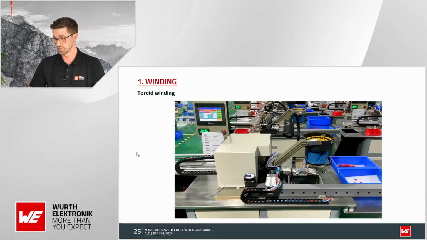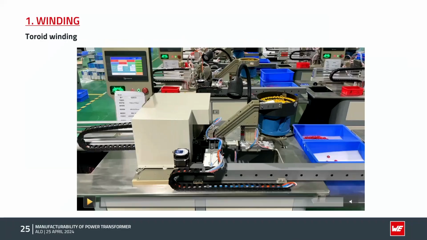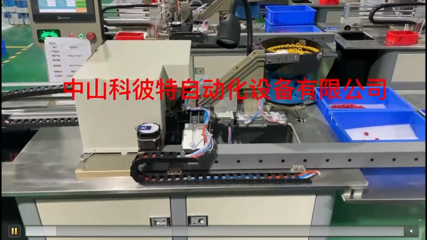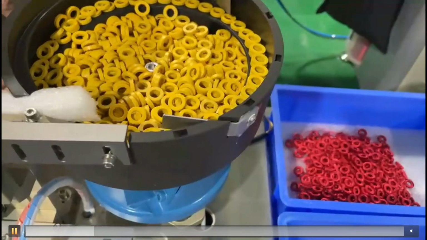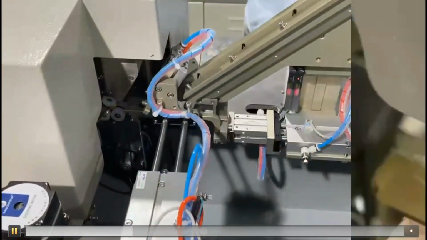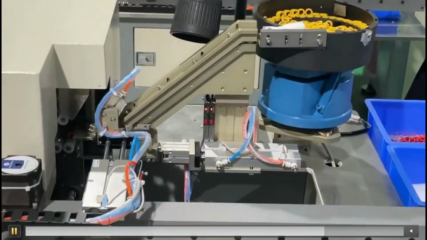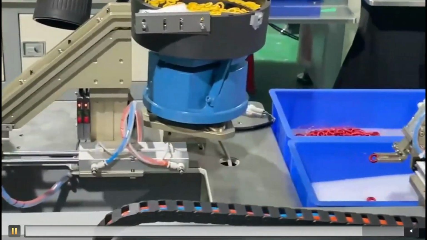To conclude this presentation, I will show you some videos of how transformers are built in mass production, and this is an example of a toroidal winder. We can see how the cores are added to the feeder. A mechanical arm moves the core to the winding device. Here, the core is rotated while the wire is wound using a rotating nozzle. After the winding is complete, the mechanical arm removes the toroid, which is ready for the next production step.